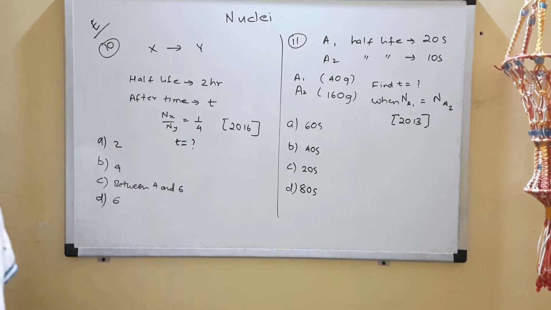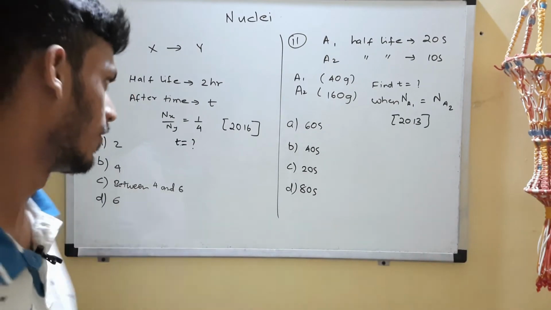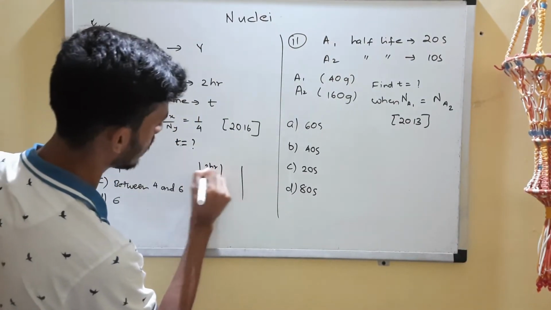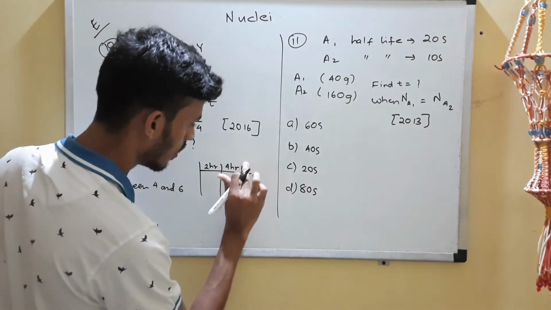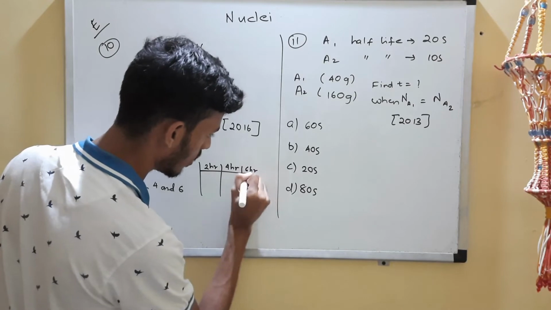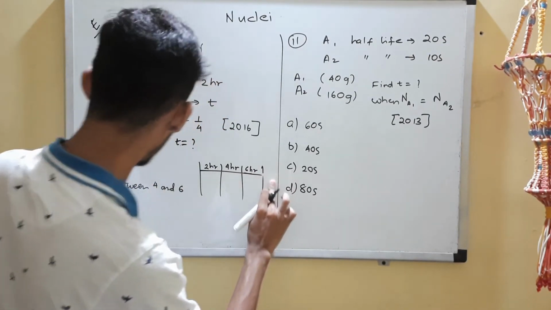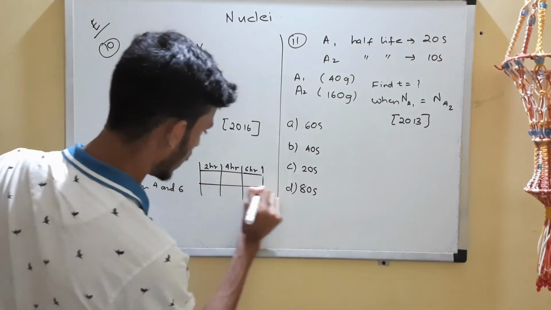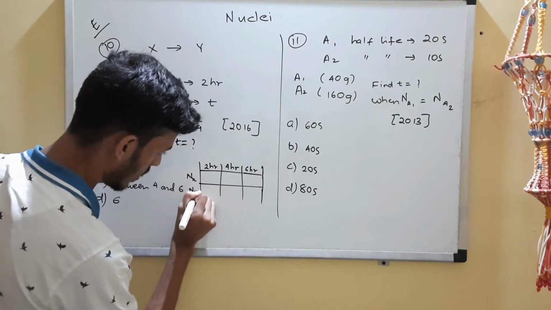We are given the half-life, so we can see what the concentration is after different half-lives. So after 2 hours we can see, after 4 hours, this is the second half-life, and 6 hours will be the third half-life. So you only have 3 options, 2, 4, 6, or in between them. Let's see what the concentrations are at these different instances.